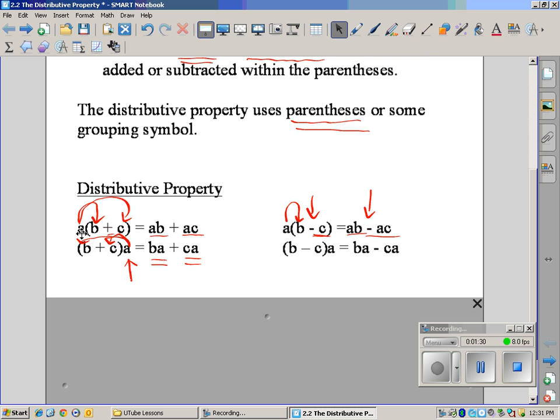In this case, the distributive property says take a positive A, and multiply it times positive B. You get AB. Take positive A and multiply it times positive C. You get positive AC. The second example down here just shows you that A can be written on either side of the B plus C. That's our commutative property at work. And over here we've got some distribution going on with a negative number inside the parentheses. Take A, distribute it times B. You get AB. Take A and multiply it times negative C, and you get negative AC. And again, the commutative property says we can do it in either order.